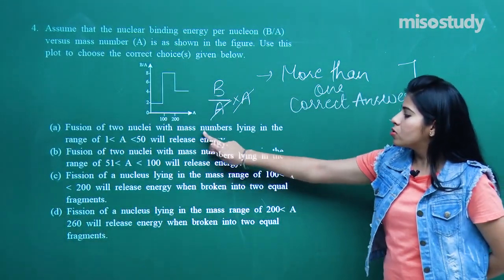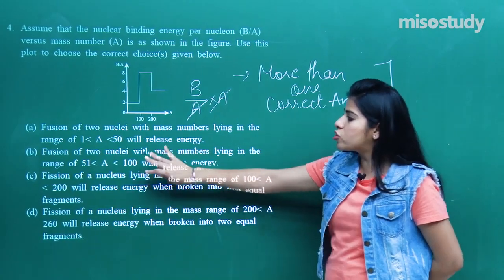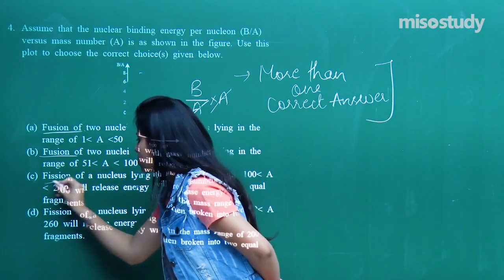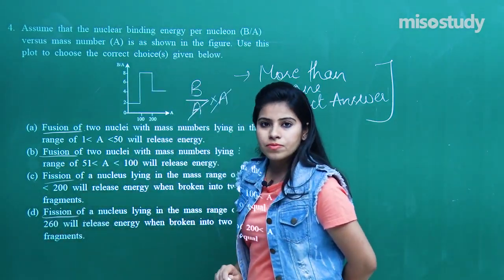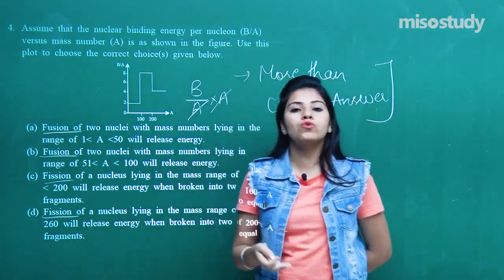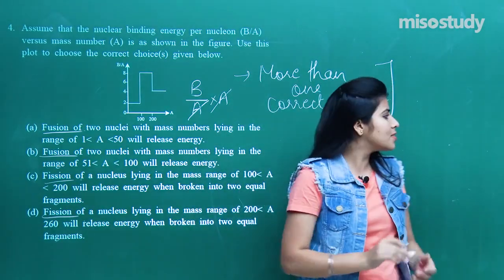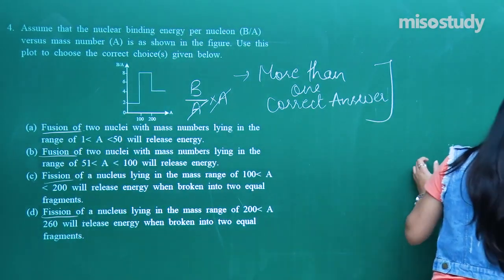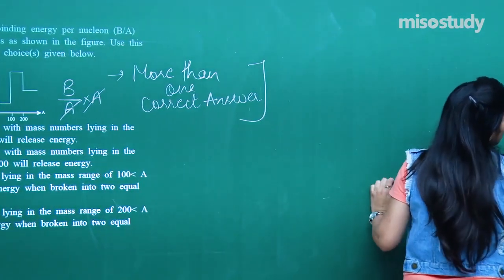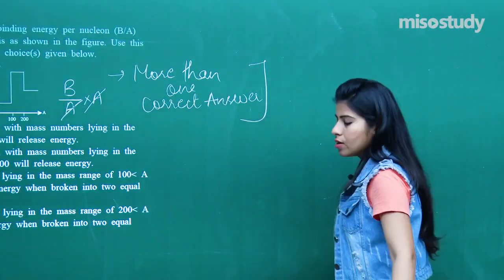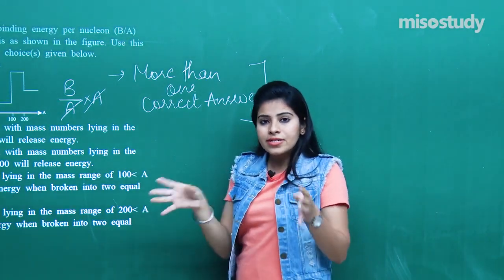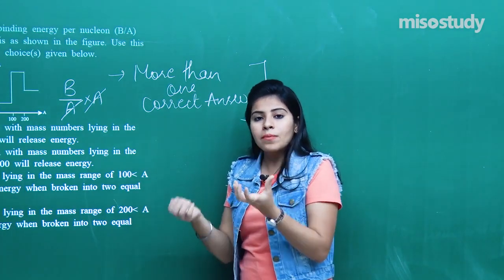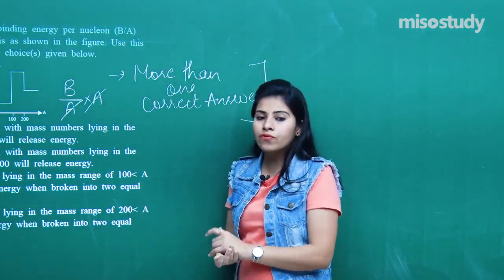I can see that there are 4 options in which 2 options are having fusion, 2 options are having fission. Now to introduce fusion and fission, let me tell you, fusion is the combination of 2 lighter nuclei into one stable heavier nuclei, and fission is the disintegration of one heavier nuclei into 2 or a different number of nuclei.